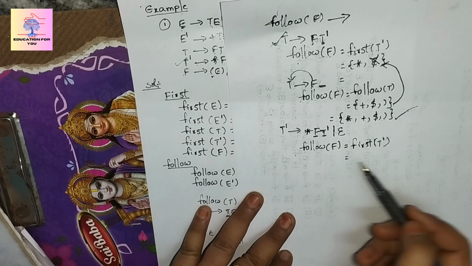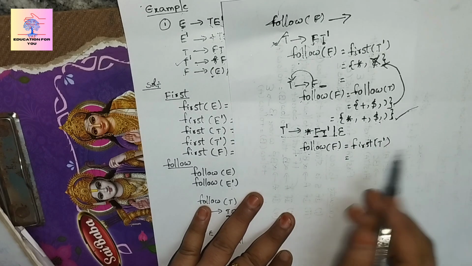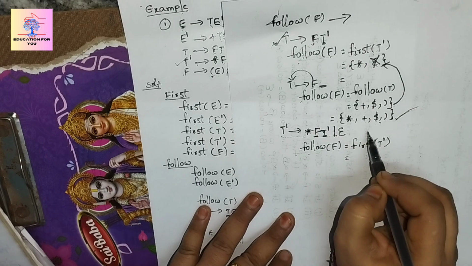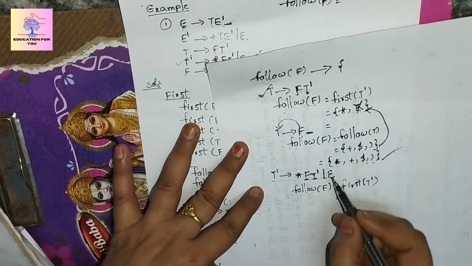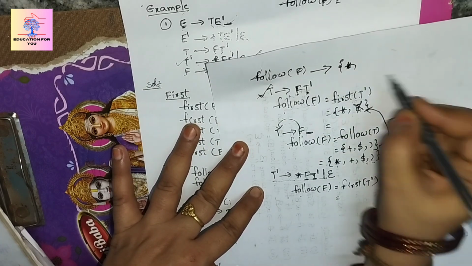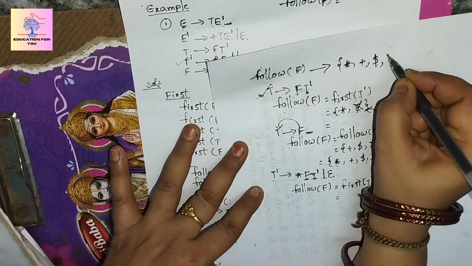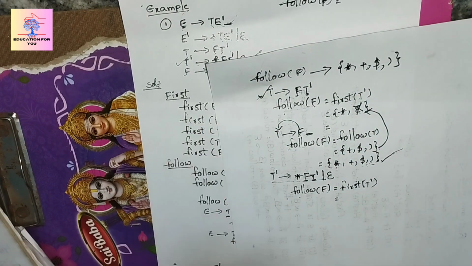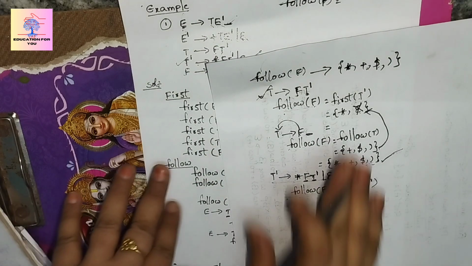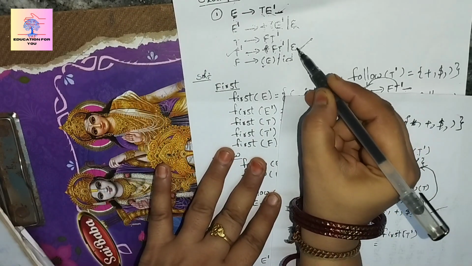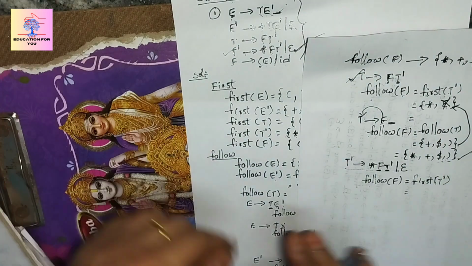So no need to calculate again follow of F for this production. So this answer is enough. So at last follow of F can become what? This one. So at last follow of F can become star, plus, dollar and closed parenthesis. Okay, so this is first and follow. For the example, this is the grammar. For this grammar, these are the first and follows. Okay, thank you.